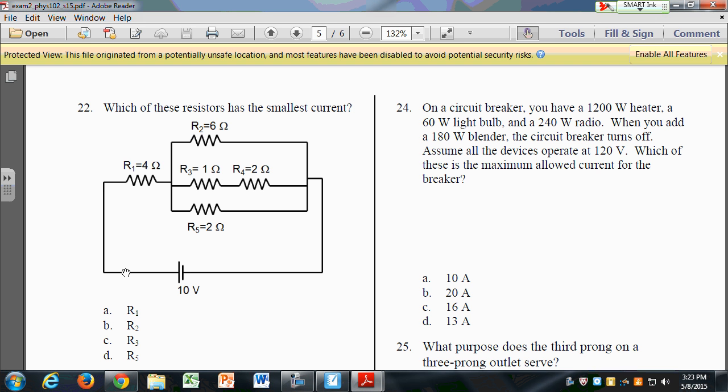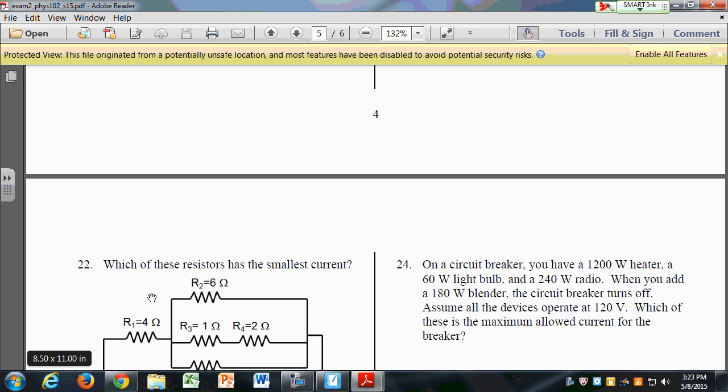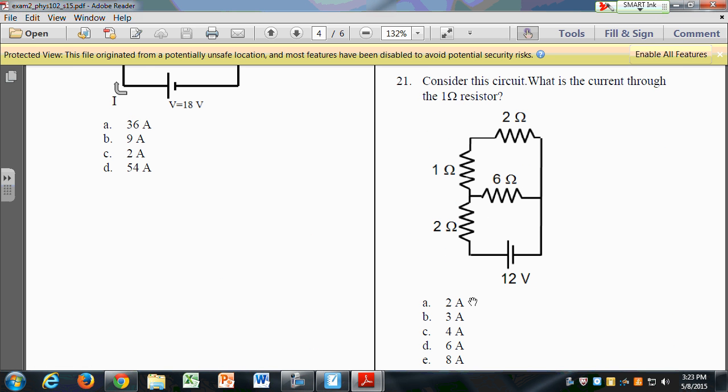You'll follow me on that? Because now this branch has 7 ohms. So this branch has the largest resistance of the branches, and both of these resistors have the same current. So this resistor, even though it's smaller than this resistor, would still have the smallest current. Got it? See some stuff like that. Make sure you're up on circuits like this.